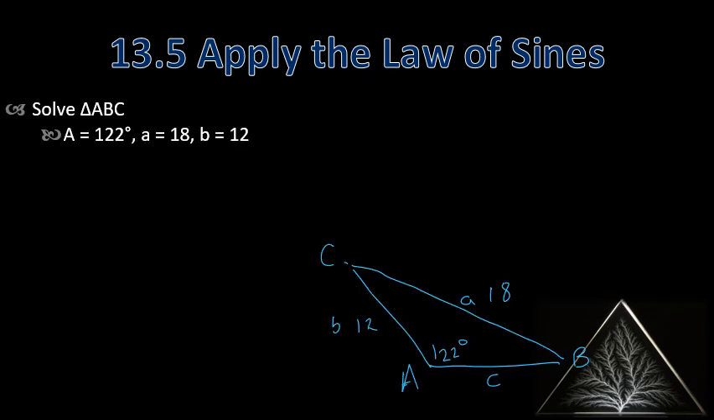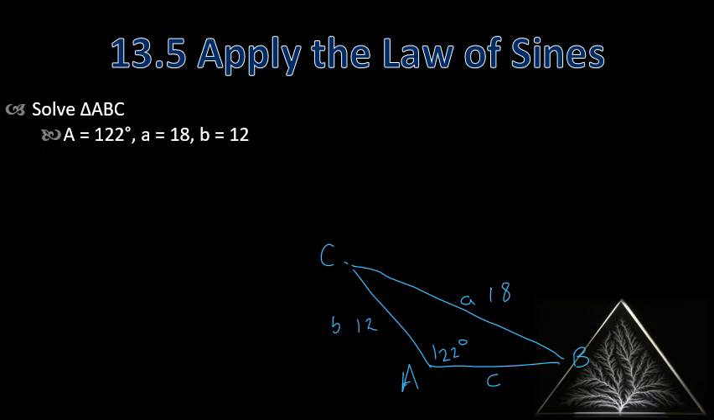All right, let's solve a triangle. ABC, if angle A is 122, side A is 18, and side B is 12. So again, drawing a triangle is useful. Try to make it somewhat accurate, but you don't have to be perfect. You don't need a protractor and all that.